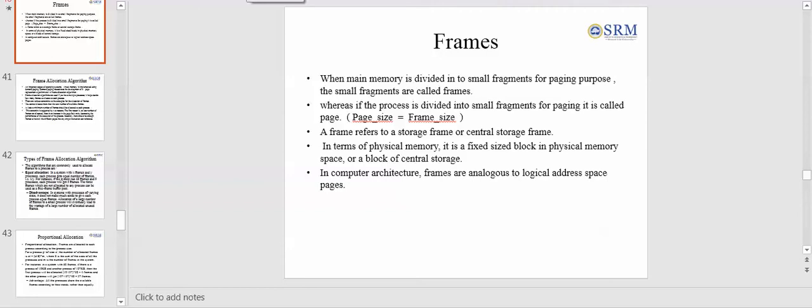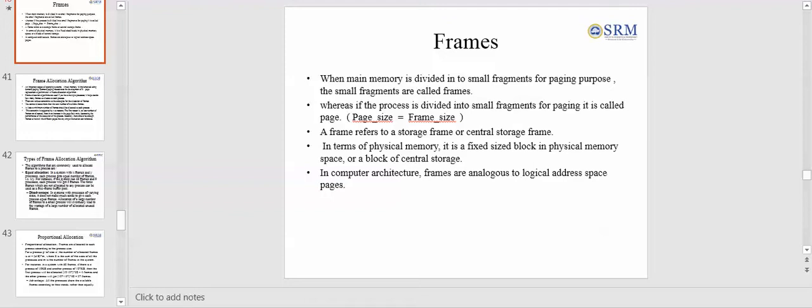Today what we are going to see is frame allocation algorithm. So far in unit 4 we have discussed what is virtual memory, virtual address space, demand paging, and worked out problems on page replacement algorithms, some of which are LRU, optimal and FIFO. And now we are going to see about frame allocation algorithm.